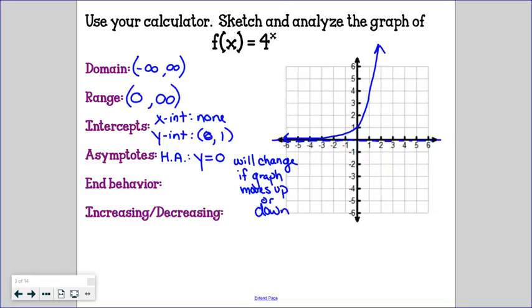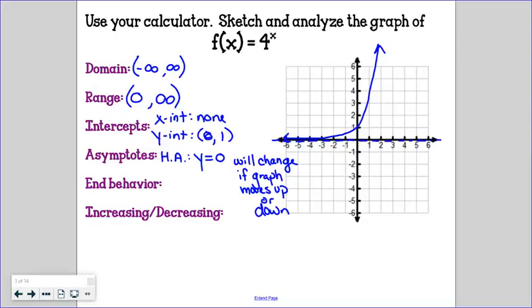But that's the only time it's going to change. It will not be impacted if my graph moves right or left, because the horizontal line stays in the same place if it moves right or left. If it's a stretch or shrink, or a reflection over the x or y axis, that will not change my asymptote. The only thing that will change it is an up or down movement of my graph.